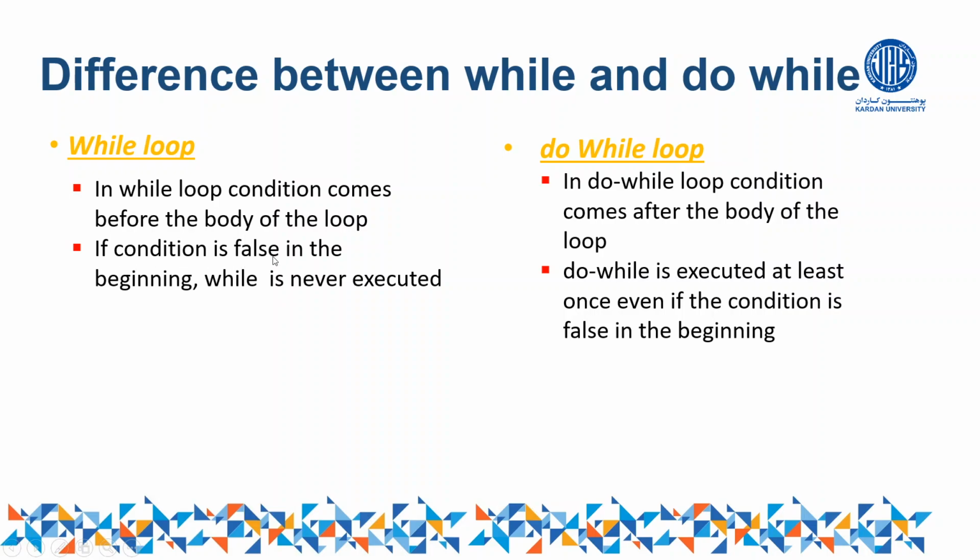Second point, if the condition is false in the beginning, while loop is never executed. Keep this in your mind that if the condition is false in the beginning, then the while loop will never be executed. But the do while loop is executed at least once, even if the condition is false in the beginning. Why? Because the condition is tested after the execution of the body. So this is the main difference between while and do while loop.